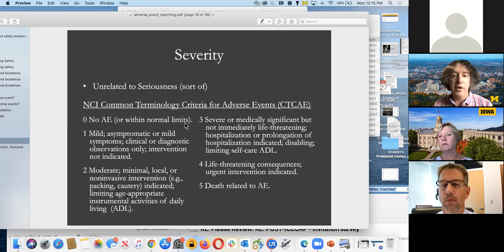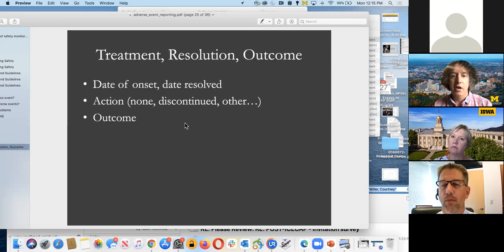So very correlated with seriousness, but it's from the National Cancer Institute Common Terminology Criteria for Adverse Events. I won't go too deep into the weeds here. Again, there's more in that webinar. Treatment resolution and outcome, though, are very important parts of annotating these adverse events. When did it start? When did it get resolved? Were there treatments associated with it? If the patient became nauseated, did they give anti-nausea meds? And again, what was the final outcome?